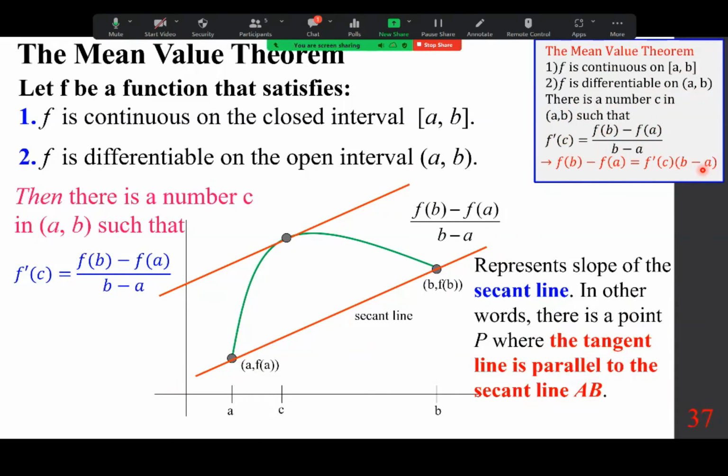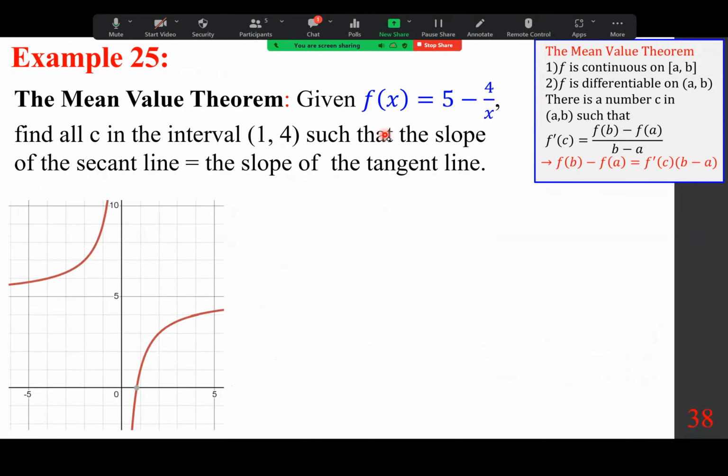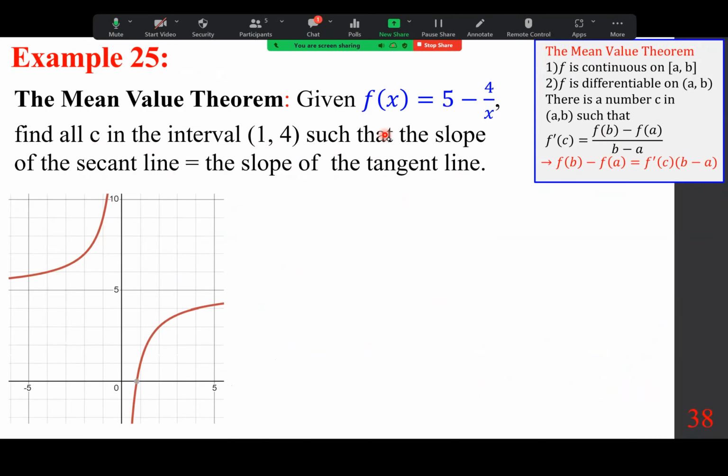Let's just make some sense out of this quickly by looking at an example. We have the function f of x equals 5 minus 4 over x. We want to find all c in the interval of 1 to 4 such that the slope of a secant line equals the slope of a tangent line. That's the concept of the mean value theorem. So what do we do? First, I want to show you that the general function, you can graph this easily, 5 minus 4 over x, and it looks like that.